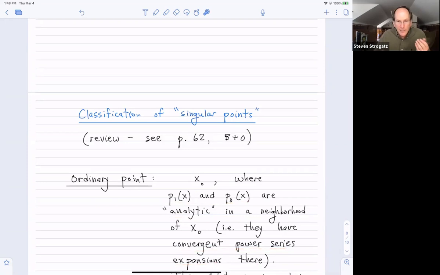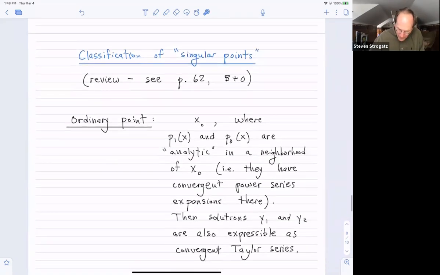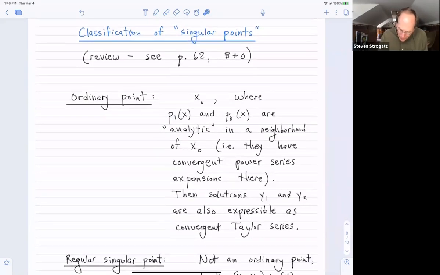They can be represented as a simple Taylor series around x0, and that series will converge. So if we have a convergent power series, then we just plug in a guess for y that's itself a power series, and everything will work, and we can calculate y that way. So your solutions y will be expressible as convergent Taylor series.